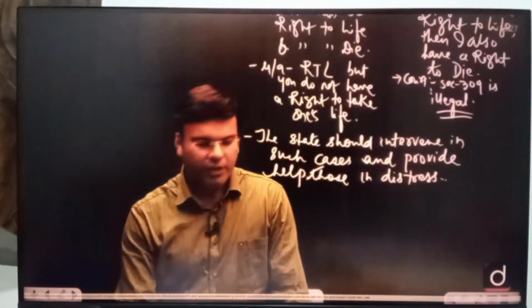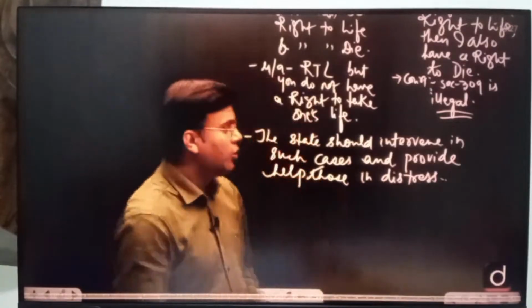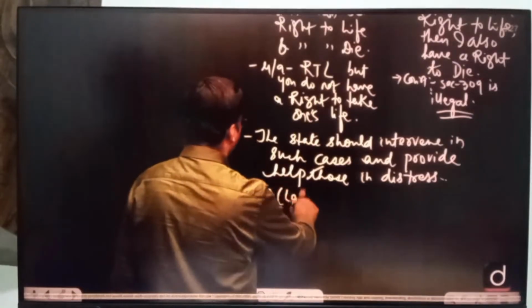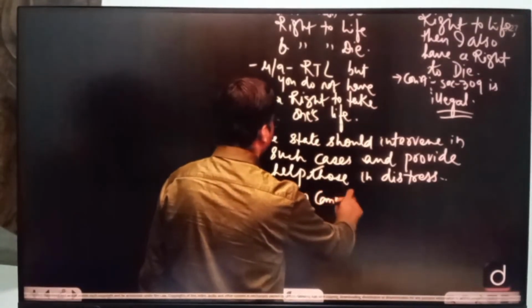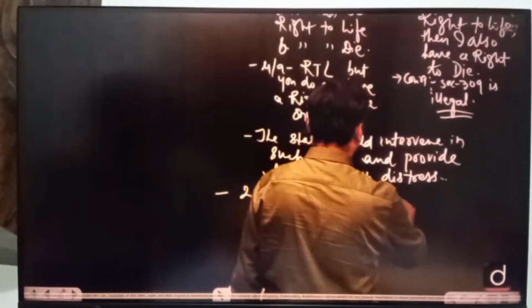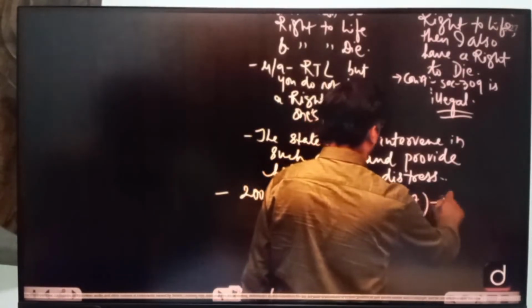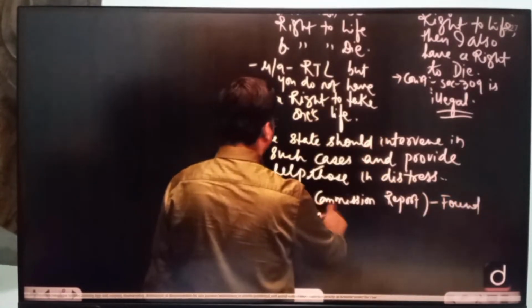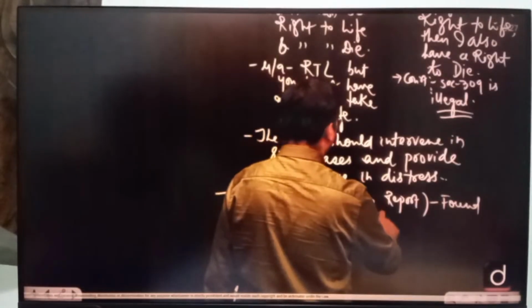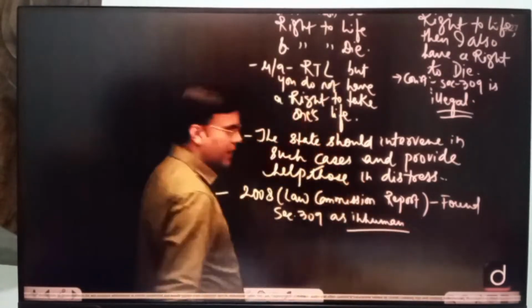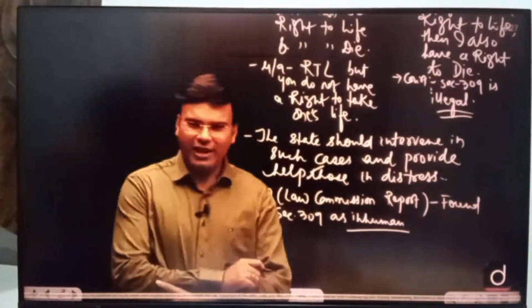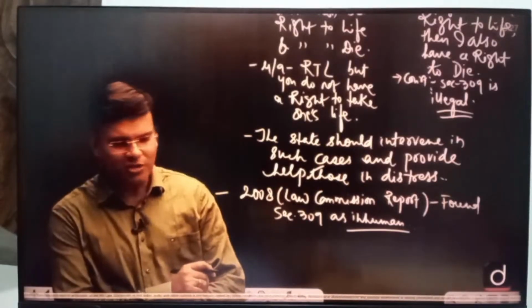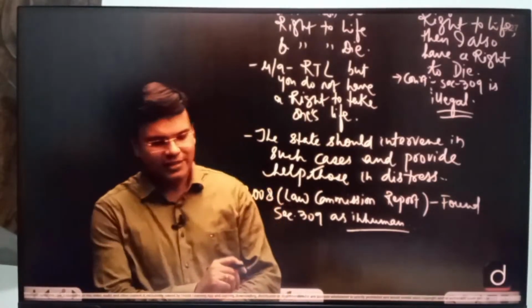ठीक है, यहां तक कि 2008 में लॉ कमीशन की एक रिपोर्ट आई और उसने भी ये कहा, and this report found section 309 as inhuman. उन्होंने कहा कि नहीं, ये अमानवीय है। भाई कोई व्यक्ति पहले से जो तकलीफ में है, हम उसको कैसे और तकलीफ दे सकते हैं by arresting that person, taking him to prison. So this is not something which is human, this is very, very inhuman.